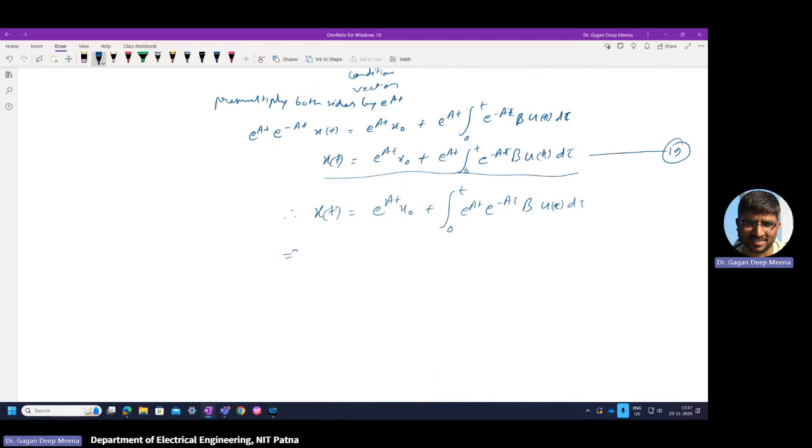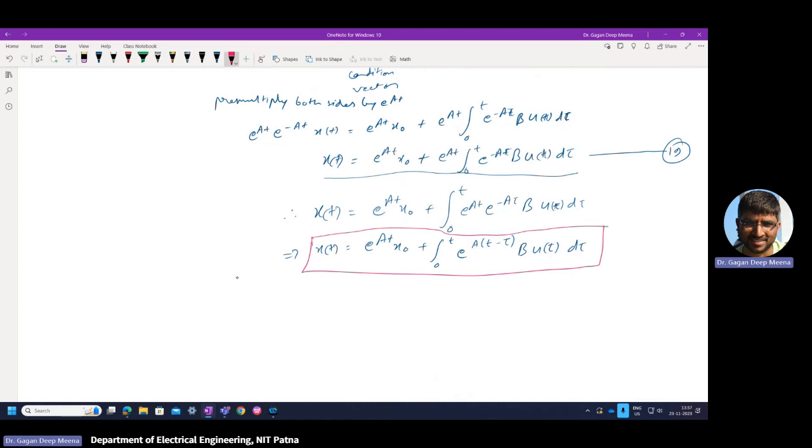And I can finally write this as x of t is equal to e to the power At x0 plus integral over 0 to t e to the power A(t minus tau) B u(tau) d tau. And this is my final solution for a non-homogeneous state equation.